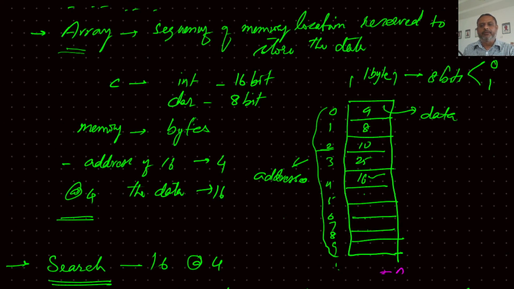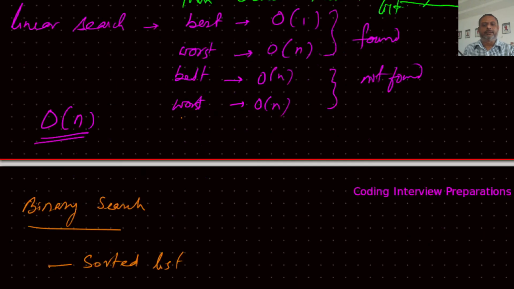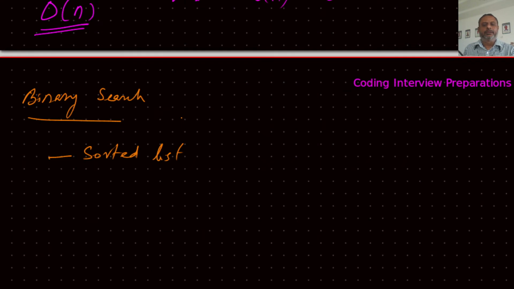It is not like 4, 8, 10, 25, 16. No. If you want the same thing, then 25 should come after 16, because it has to be in some order, either ascending order or descending order. So that has to be in sorted order. Then you look at the median of the sorted order and decide whether the median represents the item you are searching.